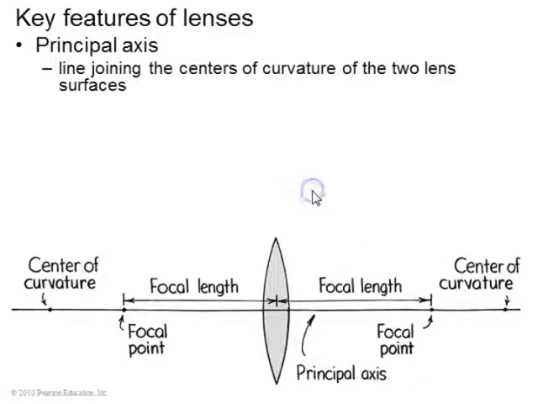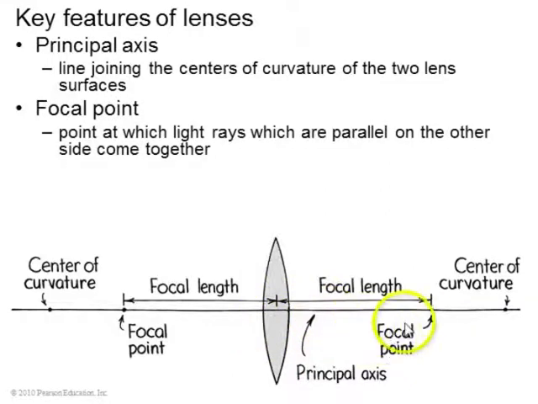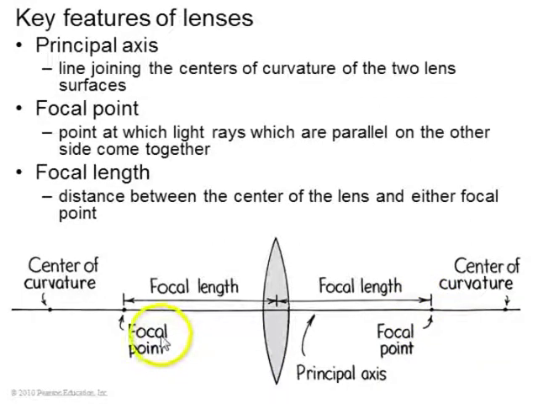The key features of any lens: a lens has a principal axis which goes straight through the middle and joins the center of curvature of these two sort of spherical surfaces. It has a focal point, in fact two focal points, which if you have parallel rays on one side of the lens, they will come together and pass through the focal point on the other side of the lens. And the focal length of a lens is the distance between one of the focal points and the center of the lens.